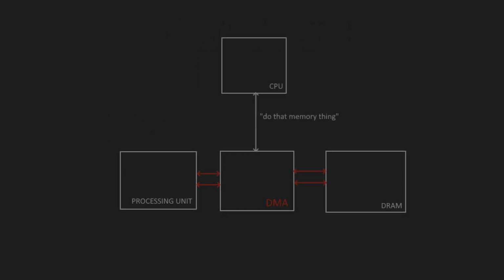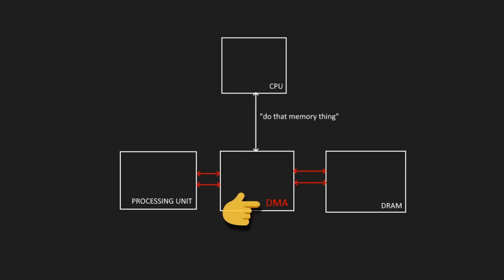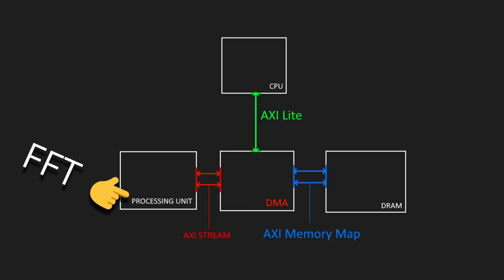In this video, we will see how to implement a simple DMA IP over the AXI protocol in order to compute the fast Fourier transform of a set of complex numbers.